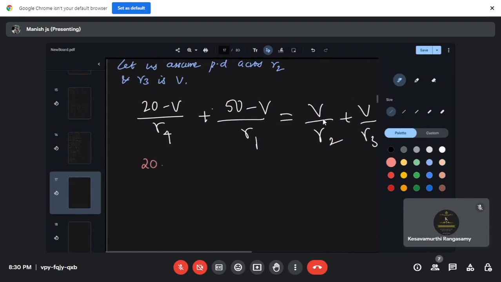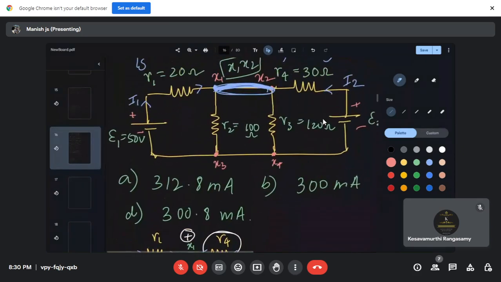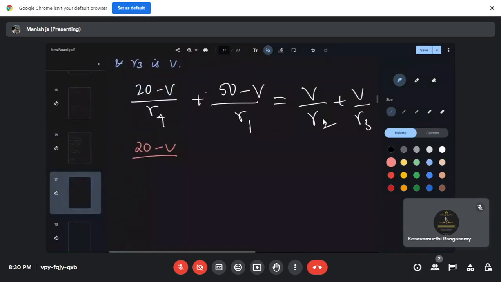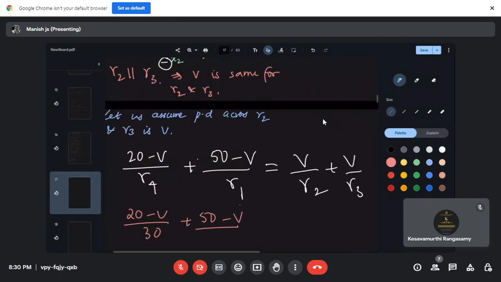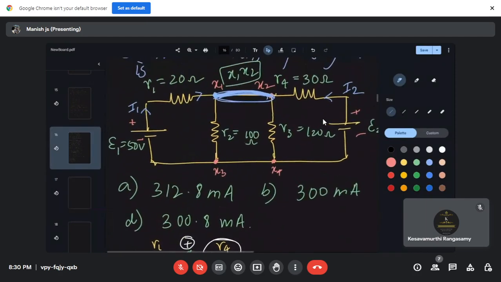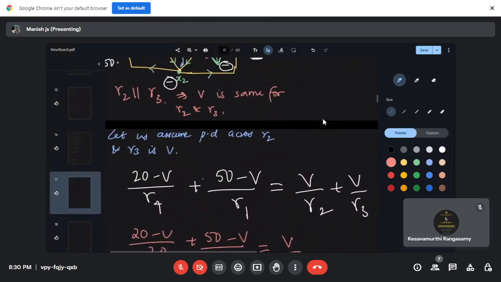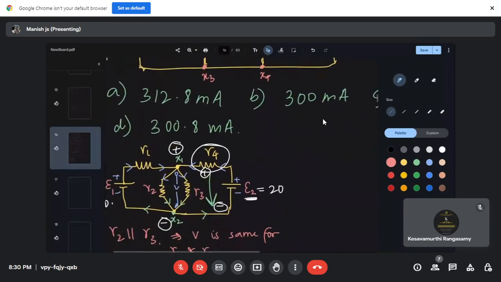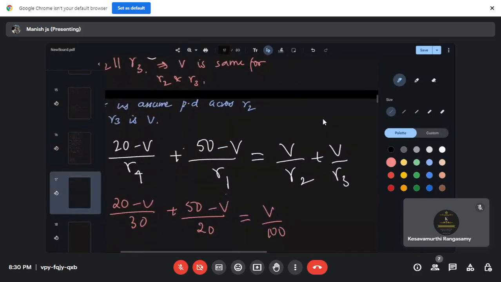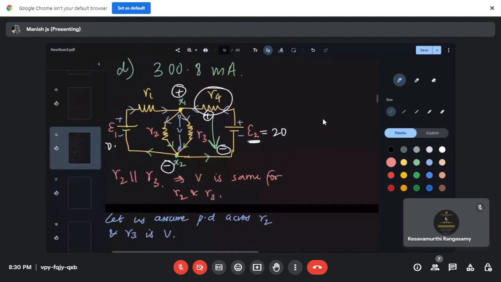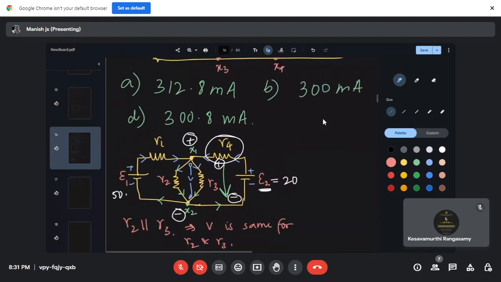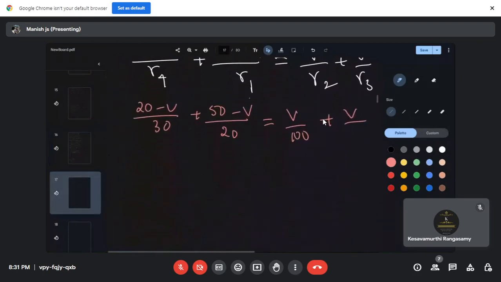Substitute the values. 20 minus V divided by R4. What is the value of R4 from the question? R4 value was, I hope it is 30, right? Yes, 30 ohms, plus 50 minus V divided by R1. What is the value of R1? It is 20, is equal to V divided by R2. R2 is how much? 100, plus V divided by R3. R3 was 120.